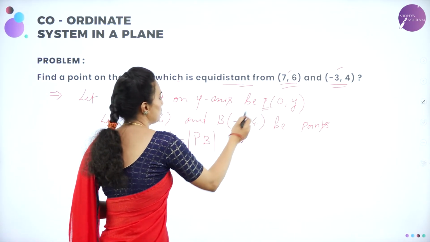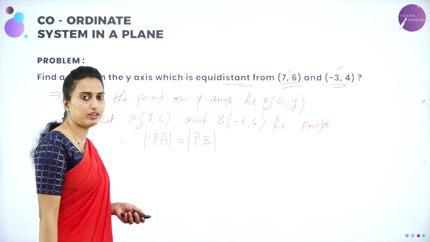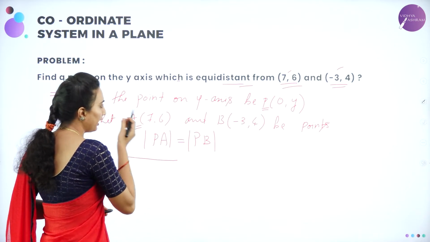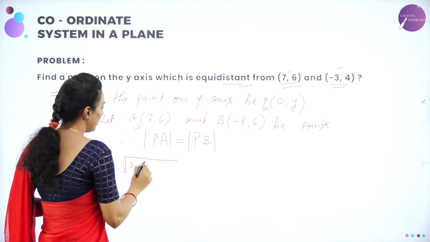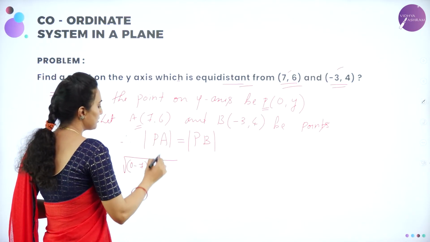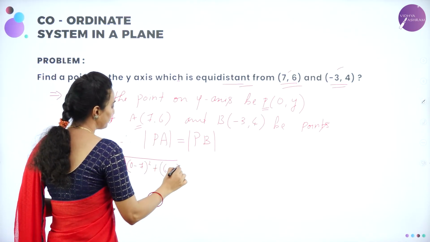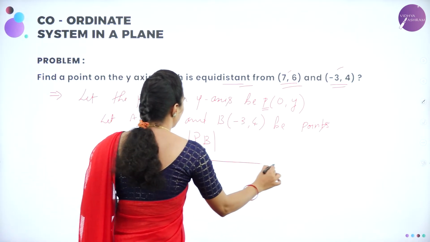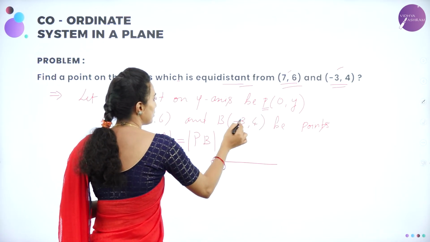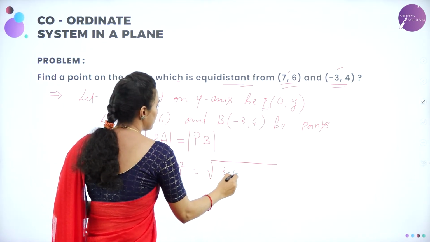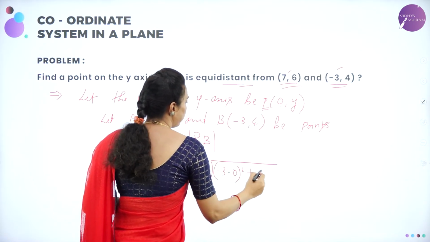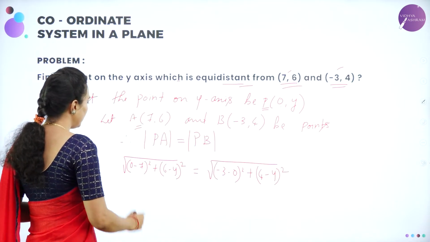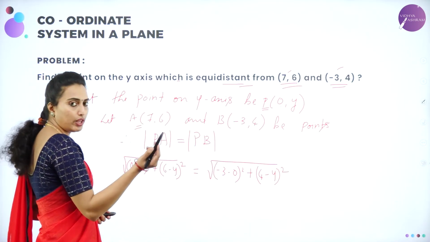Now distance between these two. What is that? (0, y) and (7, 6). So what it will become? Square root of, applying the distance formula, what I can write it as: 0 minus 7 whole squared plus 6 minus y whole squared. Correct? Or y minus 6 whole squared, which will be equal to square root of, again between these two, minus 3 minus 0 whole squared plus 4 minus y whole squared. So what happens to this? The square root will get cancelled, squaring on both the sides.